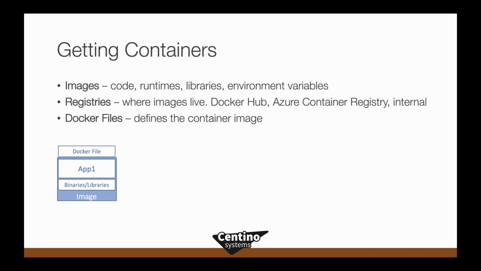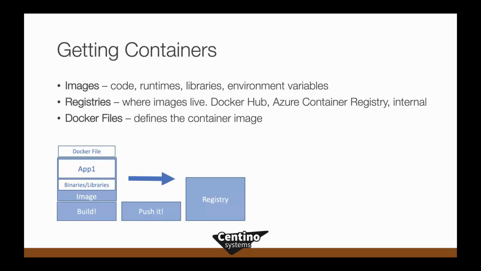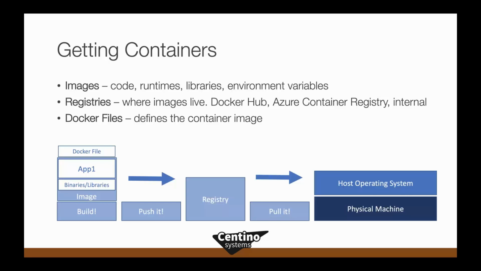Now, when we're ready, what a developer will do is build the image and push that image into a registry. And then, if we want to consume that image from our container registry, we pull it down. And then that is going to get downloaded to the host operating system. If that host operating system supports the things that we needed to do, then our container is up and running. So a running image is a container.